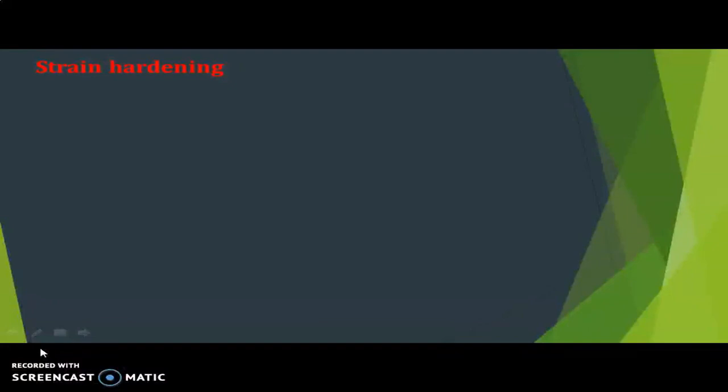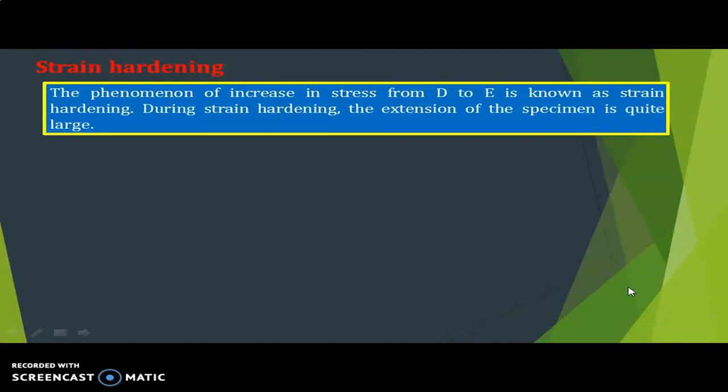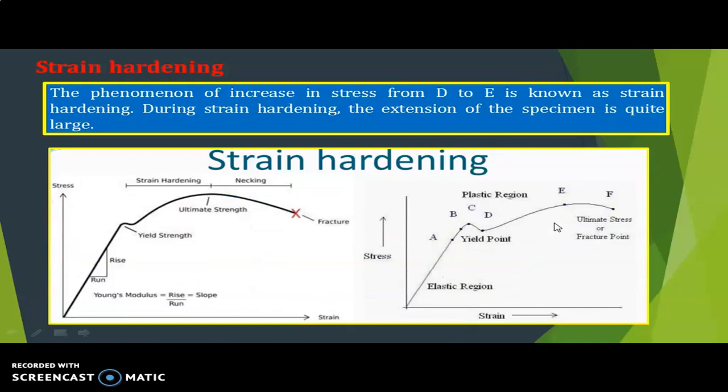Okay, next we will see what is strain hardening. Strain hardening is the phenomenon of increase in stress from D to E. See here, you can see in this figure, this is the portion where strain hardening happens. During strain hardening, the extension of the specimen is quite large. Both figures are the same; here the points are not shown.